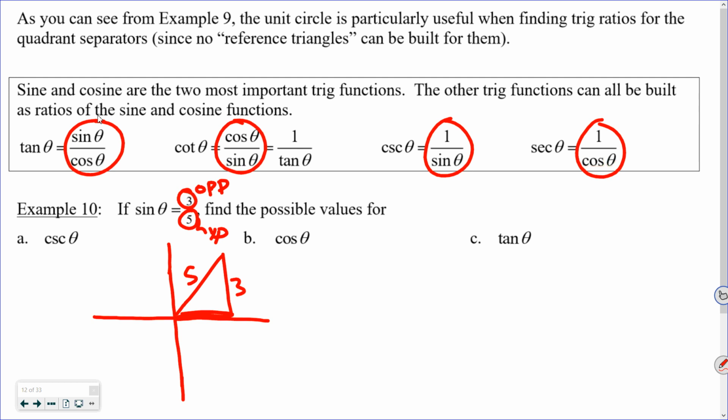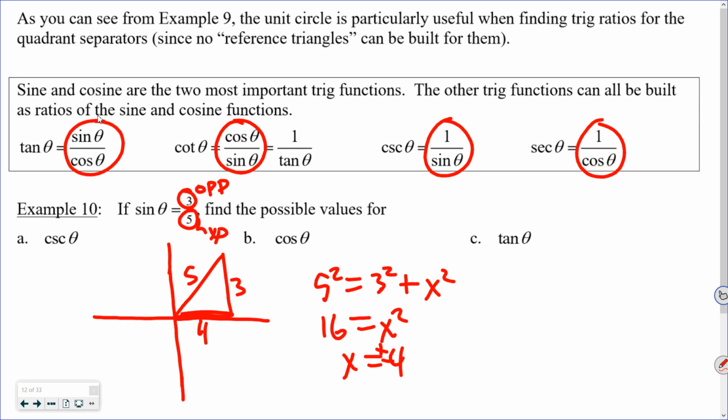So let's use the Pythagorean theorem to find it. It would be 5 squared equals 3 squared plus, let's just call that x squared. That's 9, that's 25, so you subtract it over. 16 equals x squared. Take the square root, plus or minus 4. So that could equal 4 right there. I want to point out that if I come up over here to this side, that hypotenuse is also 5. That y is also 3. That would also give us a positive 3/5. So there are actually two possible things that could happen. It could be in the first quadrant, or it could be in the second quadrant.